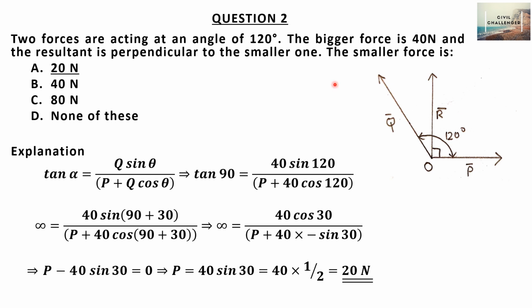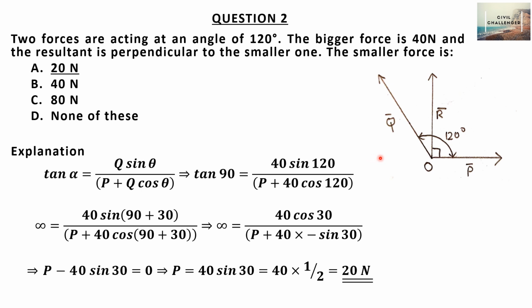Okay, so we know that the angle the resultant makes with the first force is given by tan alpha is equal to Q sin theta divided by P plus Q cos theta. Okay, then substituting the values for corresponding variables, we will get tan 90 is equal to 40 sin 120 divided by P plus 40 cos 120, because alpha is equal to 90 degree as the resultant makes an angle of 90 degree with the first force P, and then theta, the angle between the two forces, is 120 degree, and the magnitude of Q is 40 Newton.